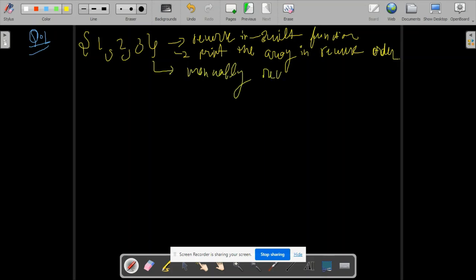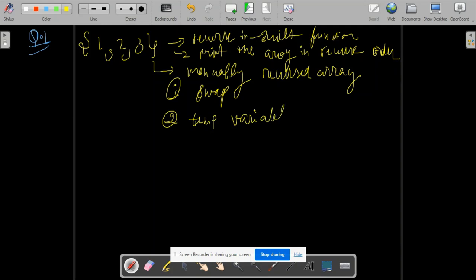And we manually reversed the array by two approaches. What were these two approaches? By using a swapping method, and by using a temp variable, which is a third variable technique. So let me recall yesterday's code using the swap method.